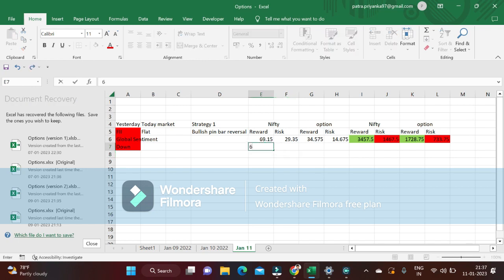Second trade. This trade is called supply zone and bearish pin bar reversal.